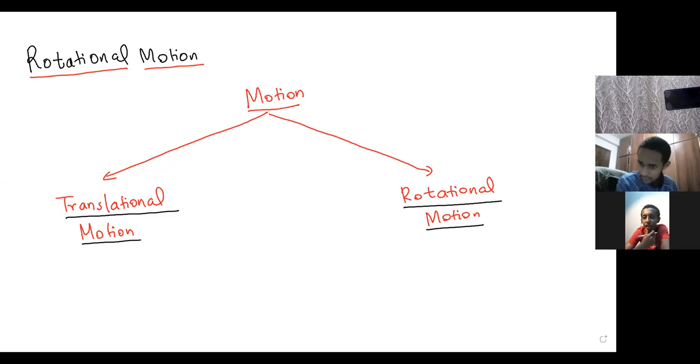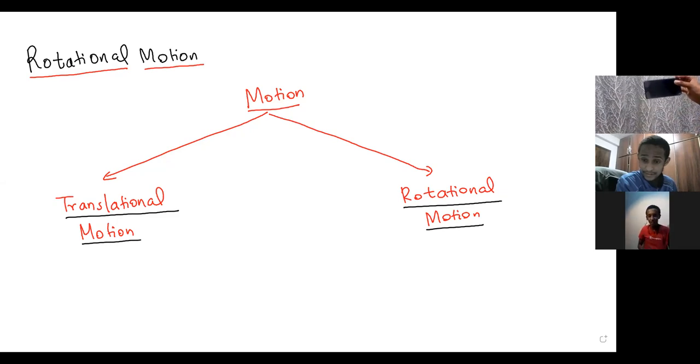Can you see the motion of the phone? What kind of motion is this? Tell me. Rotation or translation? That's a translation. Why? Why is that a translation? Tell me. Because it's not rotating. Okay, good.